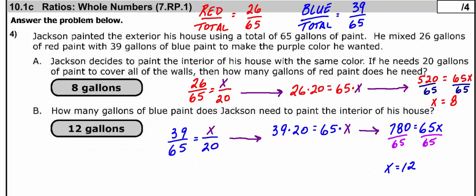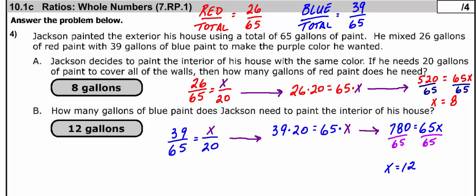And we are on to number 4. So for problem number 4, we are dealing with a ratio problem. It tells us that Jackson painted the exterior of his house using 65 gallons of paint. That's the total. He mixed 26 gallons of red paint with 39 gallons of blue paint to make the purple color he wanted. Purple house.